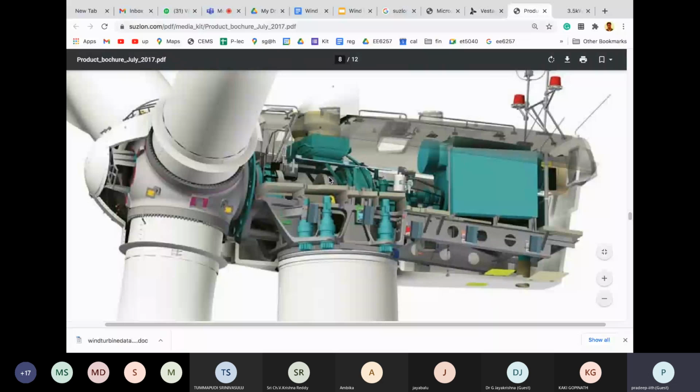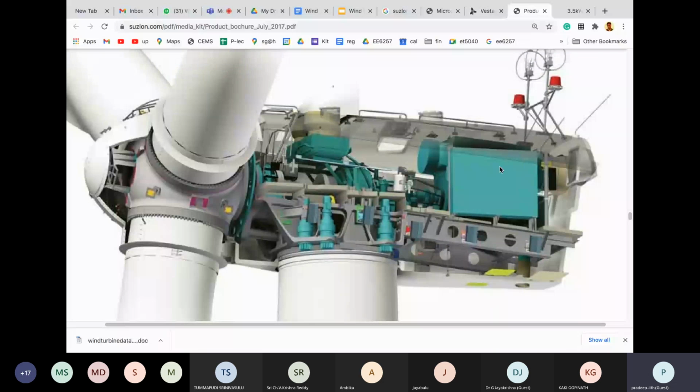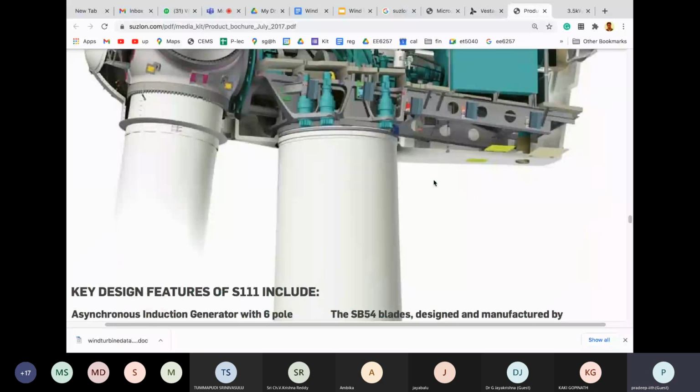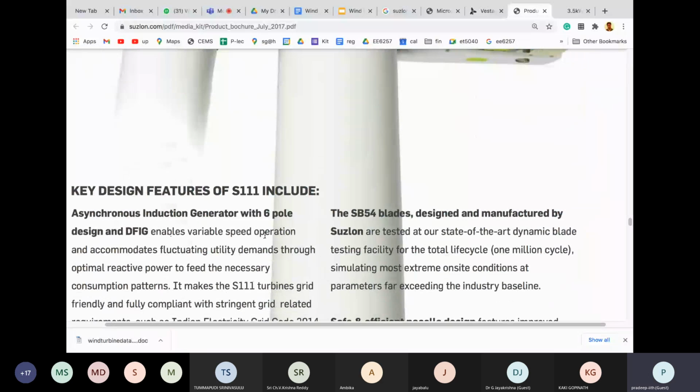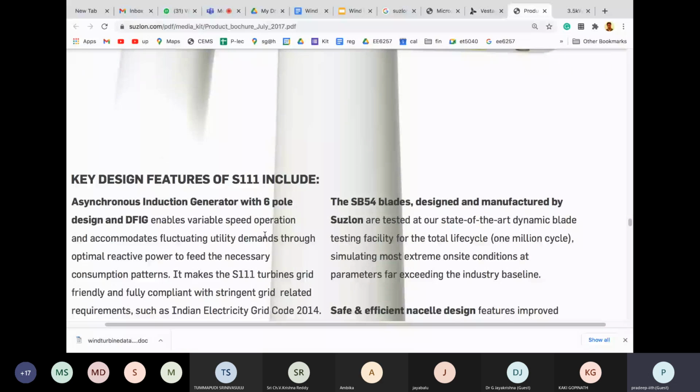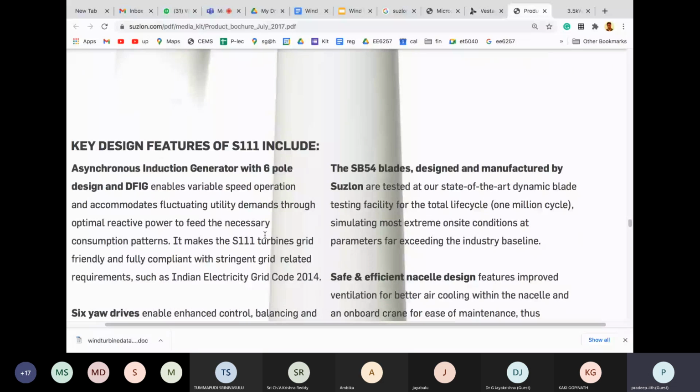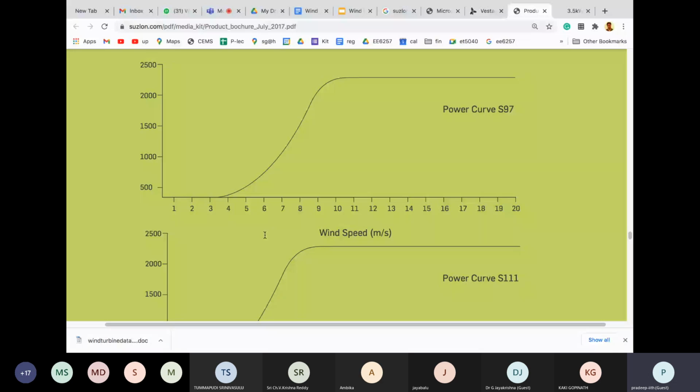So the output will be AC, and the power electronic converters, and also the transformer is there to step up the particular output. So all of the details we can see in this. So asynchronous induction generator with 6-pole DFIG, doubly fed induction generator. Yeah, the power curve is also given. So wind speed also given.